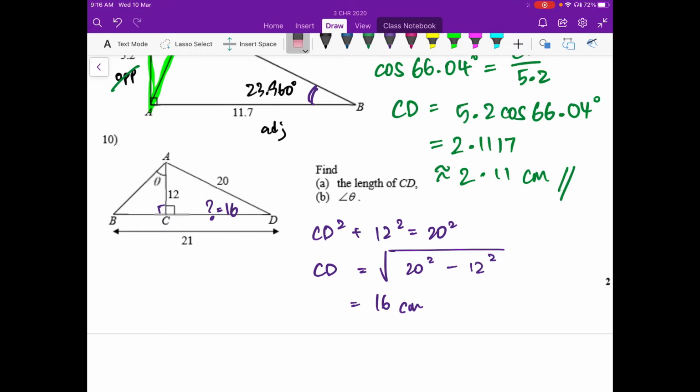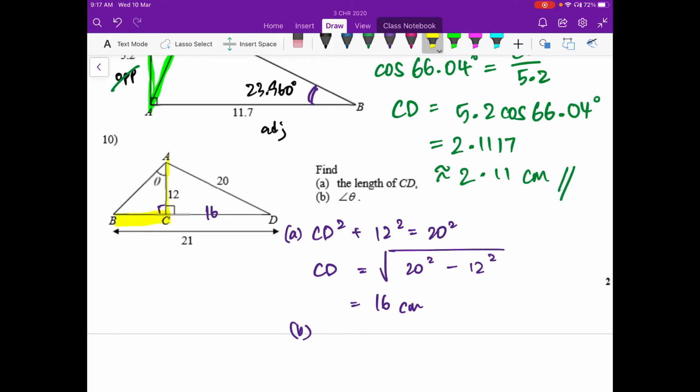Okay, so CD has a value of 16, just by using our Pythagoras theorem. So to find the angle theta in part B, that is actually what we are more interested in. What are some clues that we have? Something that is related to our angle theta over here.